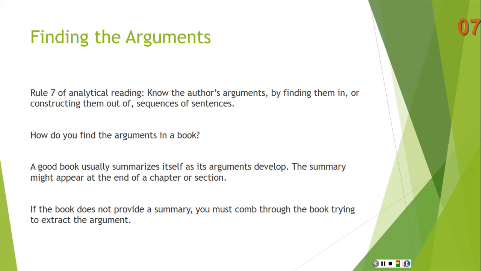So that takes us to rule number 7 of analytical reading. You should know the author's arguments by finding them in or constructing them out of sequences of sentences. So the author's arguments are going to be composed of the key judgments. How do you find the arguments in a book? Well, a good book usually summarizes itself as its arguments develop. Right? The author is going to help you.